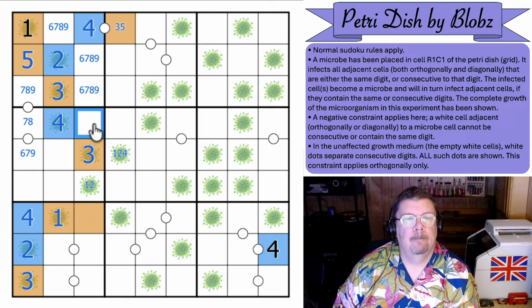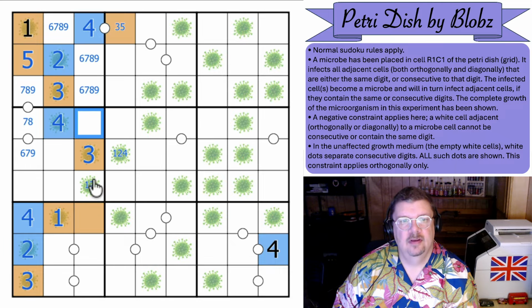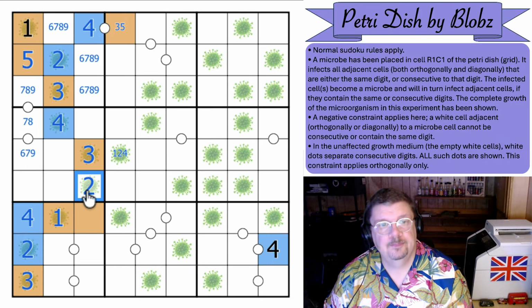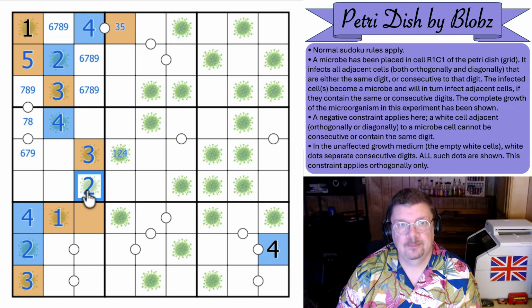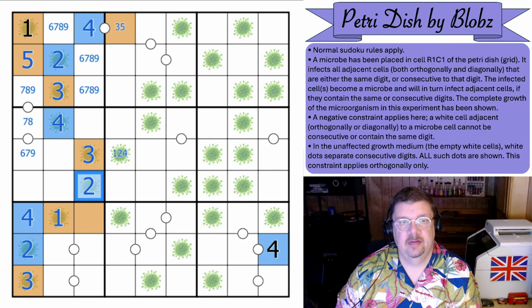Okay. Here we go. We need a 2 in this column. Has to be in one of those two, but if it were there, it would have been infected by this. So it is not there. That is a 2. And that is even. Let's try the even color.